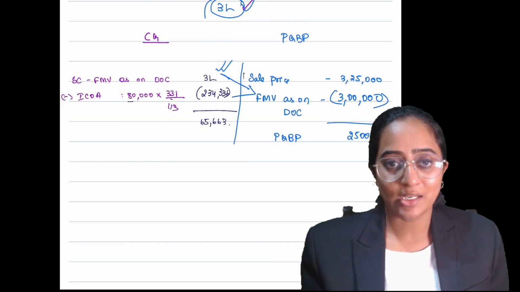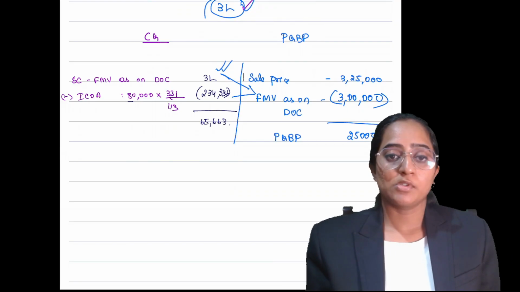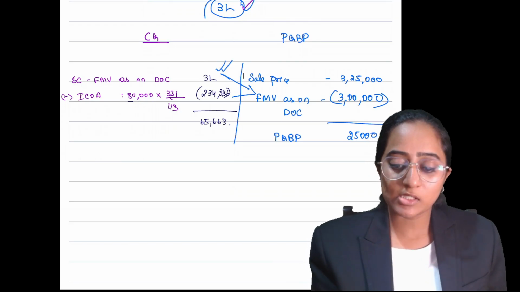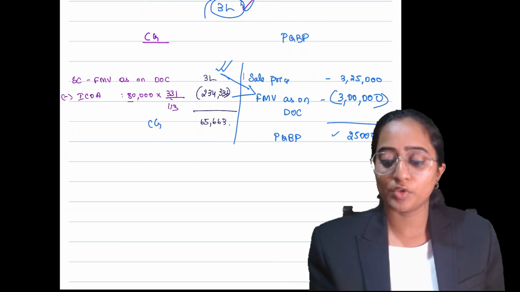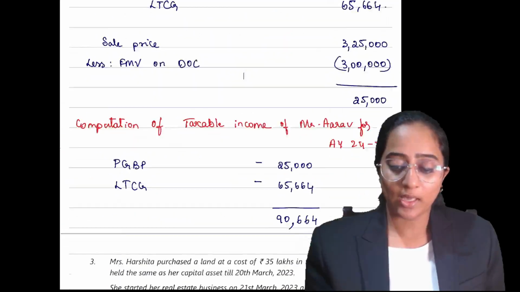Fair market value as on the date of conversion is going to be 3 lakh. That is 3,25,000 minus 3 lakh. How much would you get? 25,000. Here 3 lakh minus so much is so much. This is going to be your capital gain taxation. This is going to be your PGBP taxation. I hope all of you have understood.